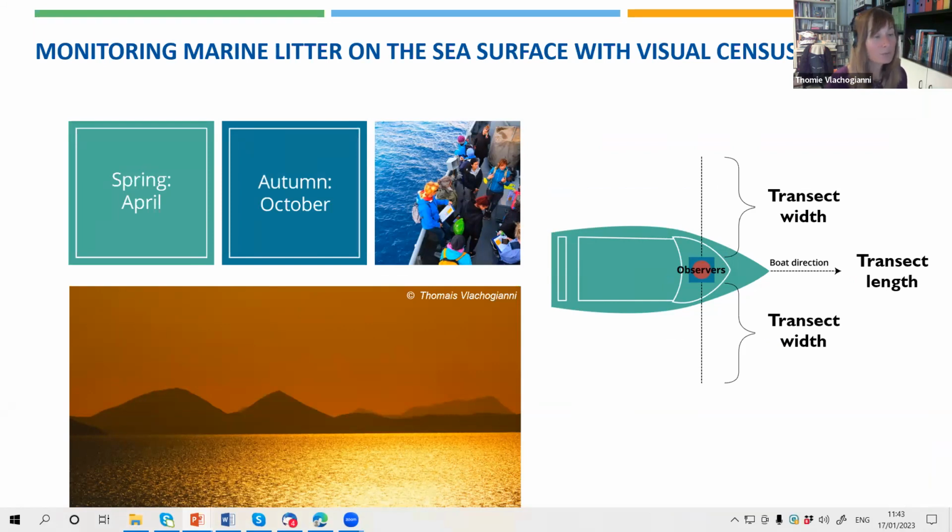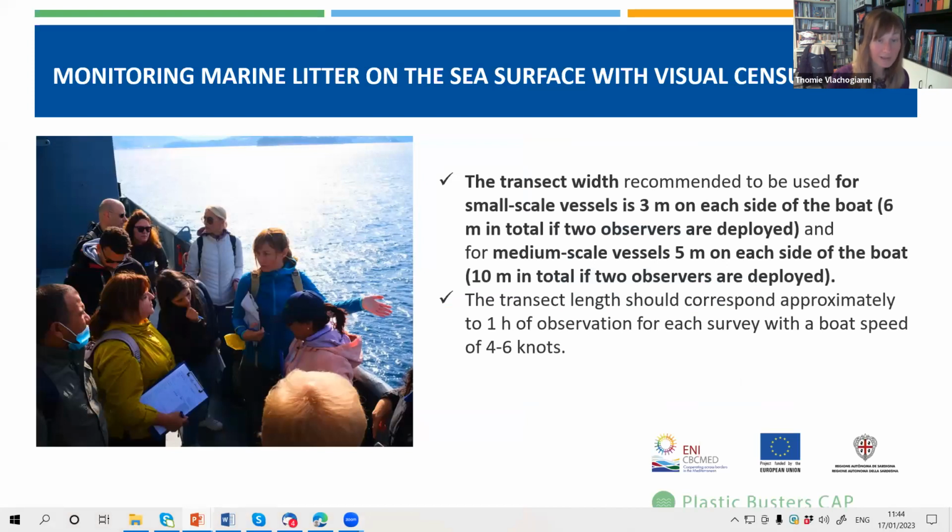sitting in the front, or two observers sitting at the front part of the vessel, and they are surveying a certain transect with a certain width on the right hand or the left hand of the boat while the boat is moving, and the distance that the boat is making is defined as the transect length. So here the trickiest part is defining the transect unit. So defining the transect width and the transect length.